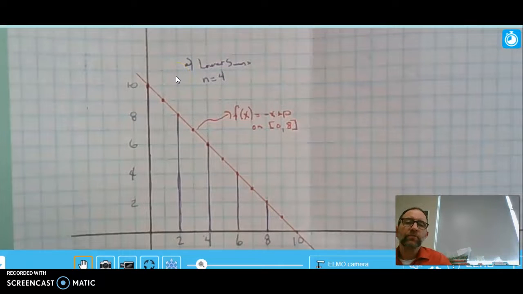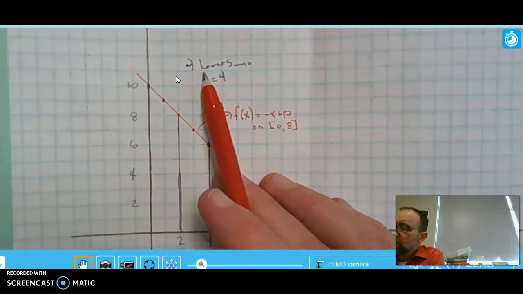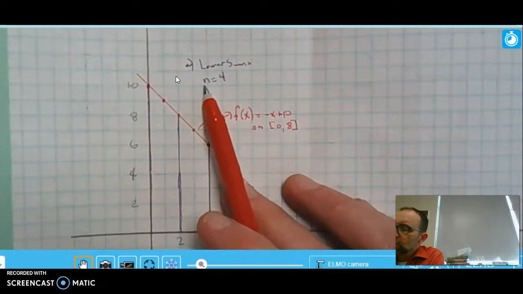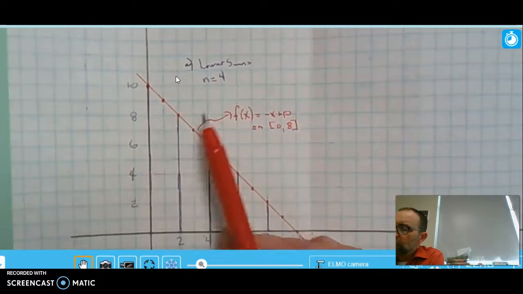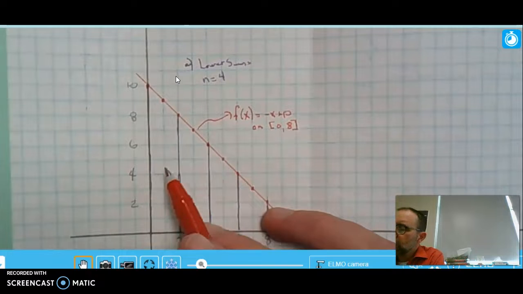So this is question number 4 on the homework with the sums: left Riemann sums, right Riemann sums, and midpoint Riemann sums. I think the issue is the way they asked the question. They said the lower sums with n equal to 4. And the lower sum is just the smallest y value on each of the intervals.